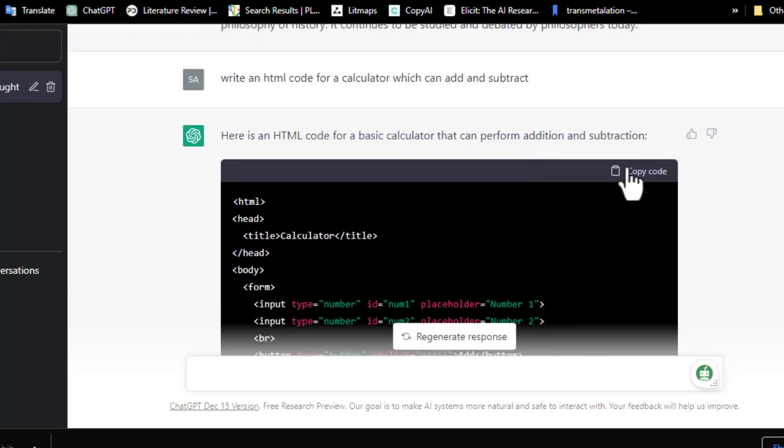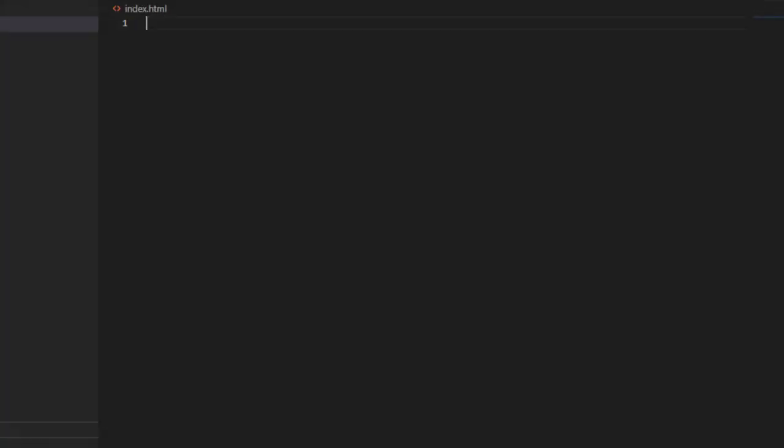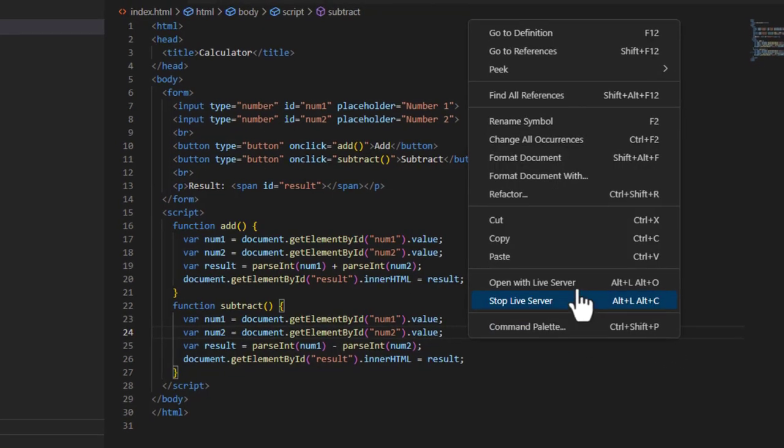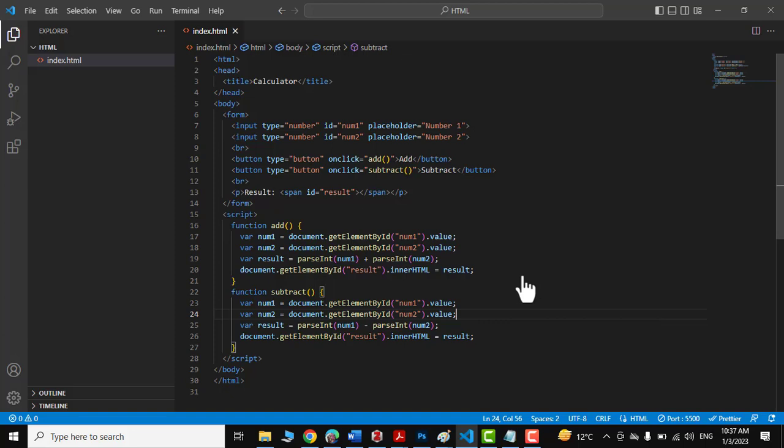Just copy it and go to Visual Studio Code and paste it over here. And let me run it to see whether it's working or not. Open with live server. And here we go. Just add a number, 12 plus 13, add, and here is the result. And let me put in another number, 50 minus 13, subtract, and here is your result. So it has made a calculator in no time.